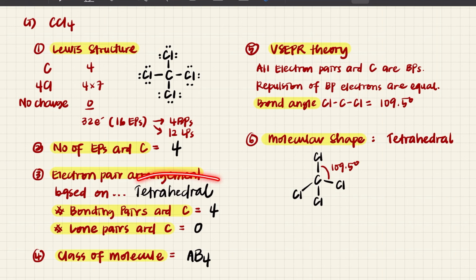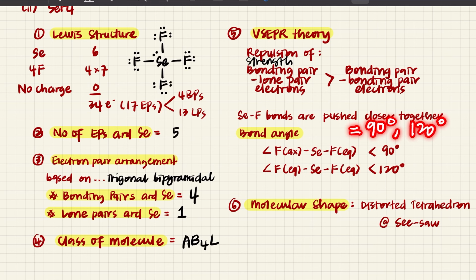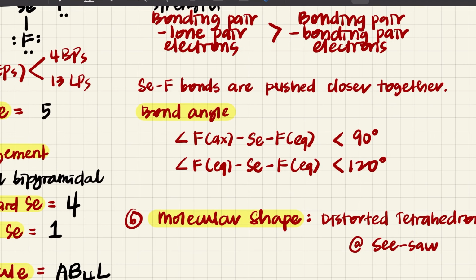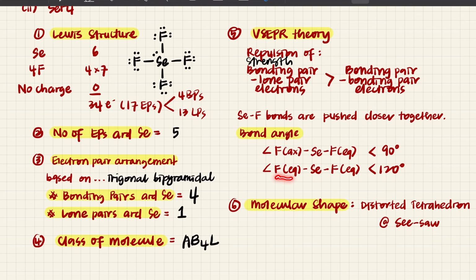Later you can conclude that the bond angle, what happened to the bond angle? Will it be equal to 90 degree and 120 degree like the normal trigonal bipyramidal? No. So your bond angles will be smaller since you already have repulsions. Write down this: the bond angle of your axial fluorine, selenium, and equatorial fluorine will be less than 90 degree. And equatorial fluorine, selenium, equatorial fluorine is less than 120 degree.